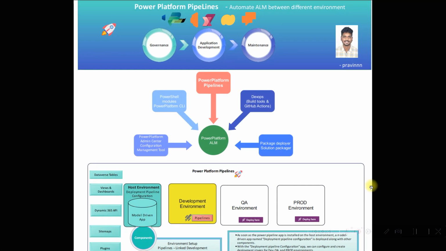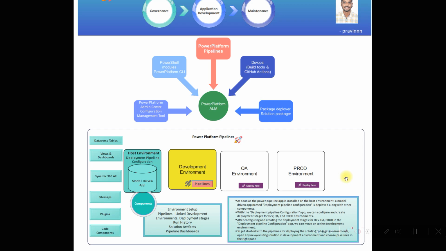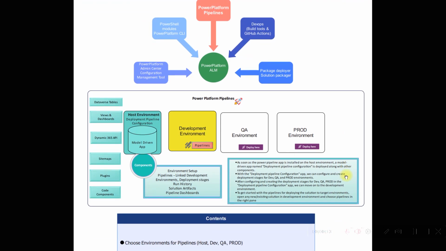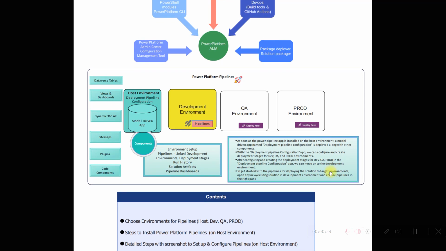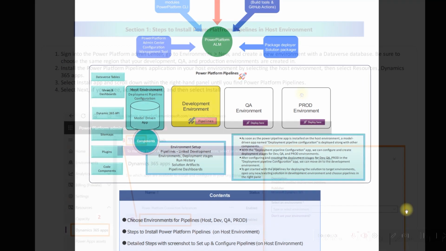In the first video of our series, we discussed the ways in which the Power Platform pipelines differs from other ALM tools. We also provided an overview of the deployment pipeline configuration app and concluded by discussing how to select environments for various tenants. In this video, we'll go through the steps of configuring and running pipelines in the host and dev environments. We will demonstrate the process of deploying pipelines and discuss ways to monitor and secure them.